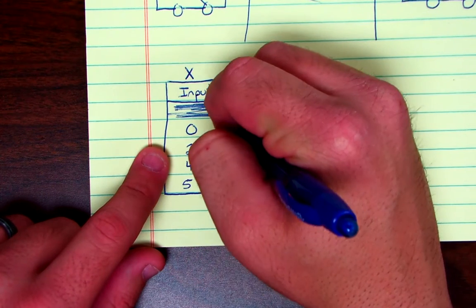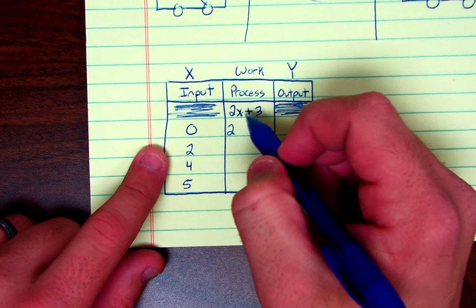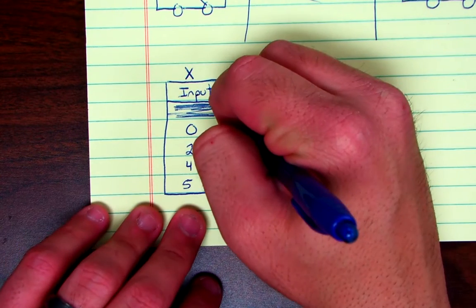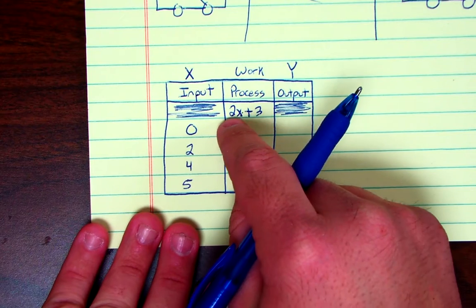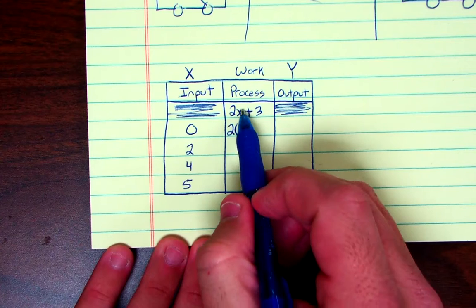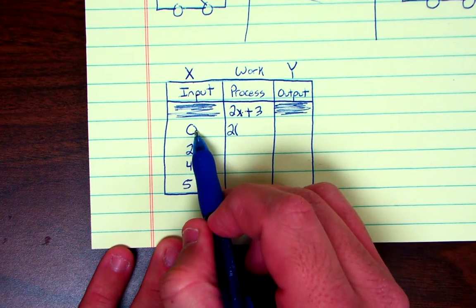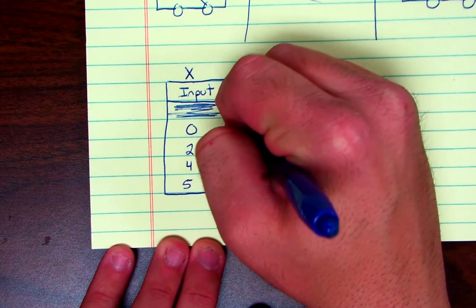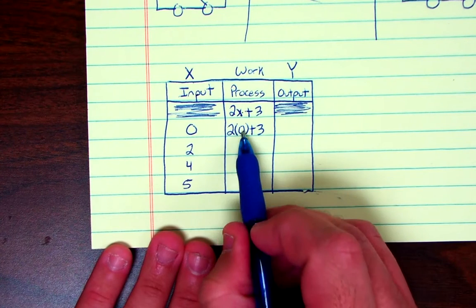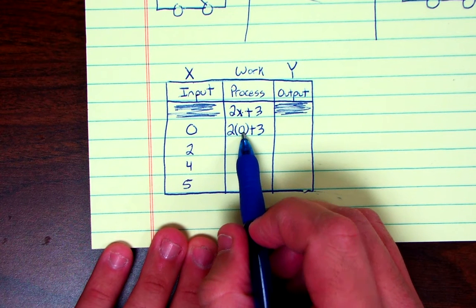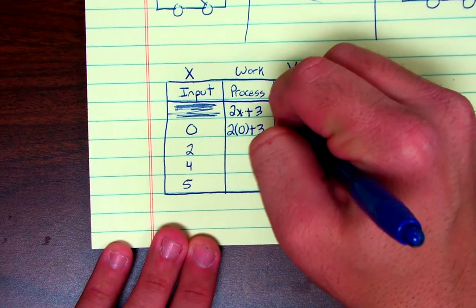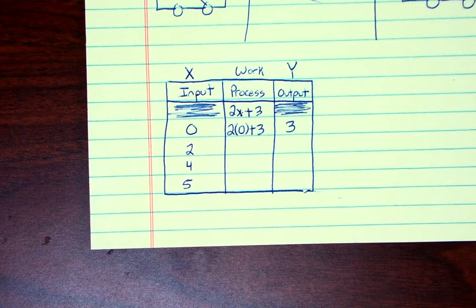So this first one, 2, do you see any parentheses here? No, you don't. But what I like teaching my kids is putting parentheses there, because this 2 is attached to the letter, which means they're multiplying. So instead of an X, my first X value is a 0. Now we have to do the process or the work. What is 2 times 0? 0. Great. What's 0 plus 3? 3. Well, very good. You now have your output. That's your result. Done.